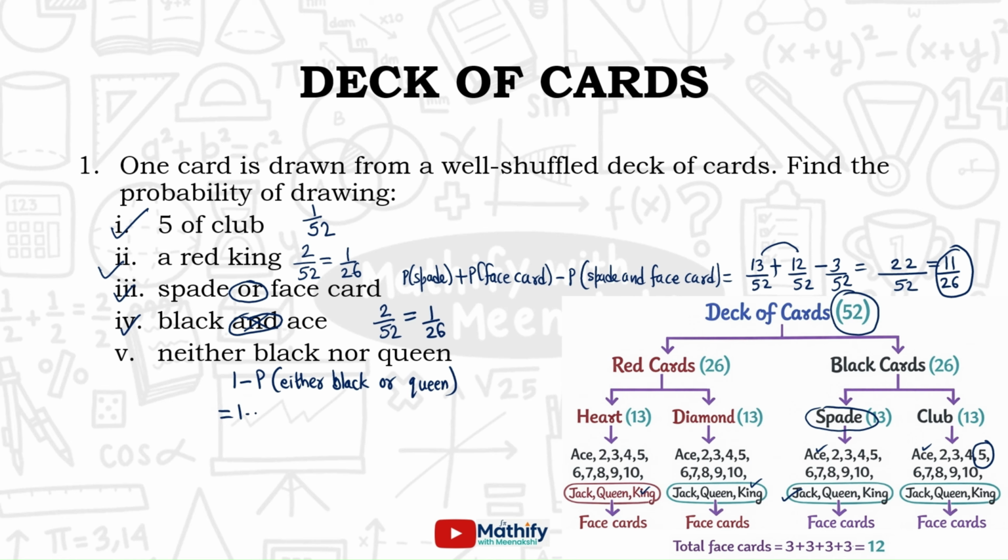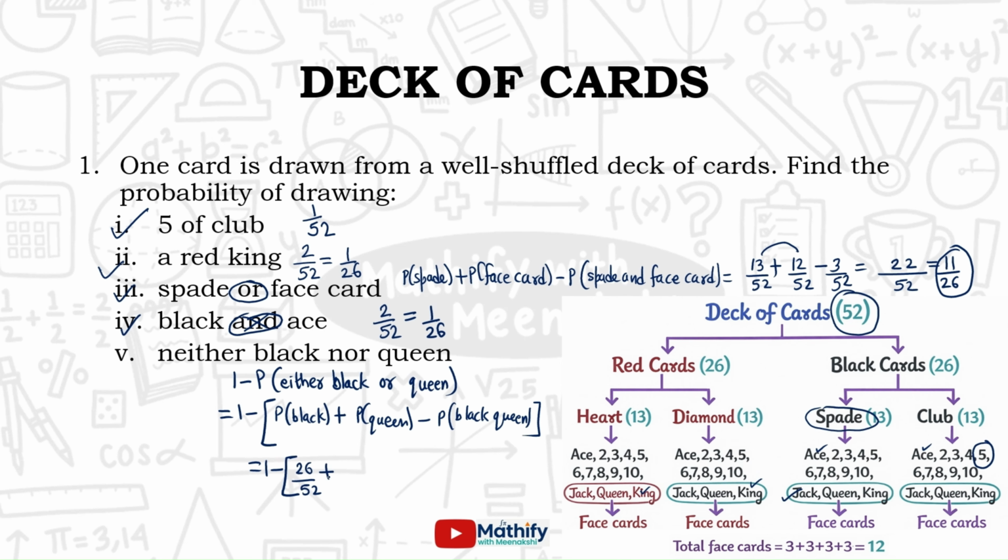Now we'll find the probability of black plus probability of queen, and we'll subtract probability of black queen. Black and queen means black queen. So let's solve this. 1 minus probability of black. How many black cards do we have? We have 26.